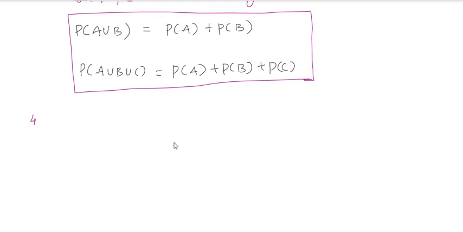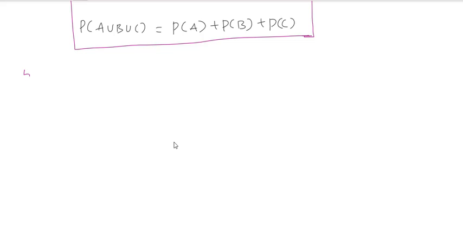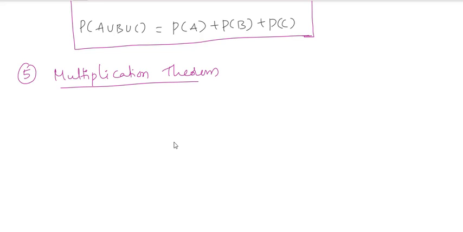Next one will be number 5, which is nothing but the multiplication theorem. Here I have to consider two different cases. The multiplication theorem, first for dependent events, means the occurrence of one event depends upon the occurrence of the other event. In that case, first I take the dependent events.